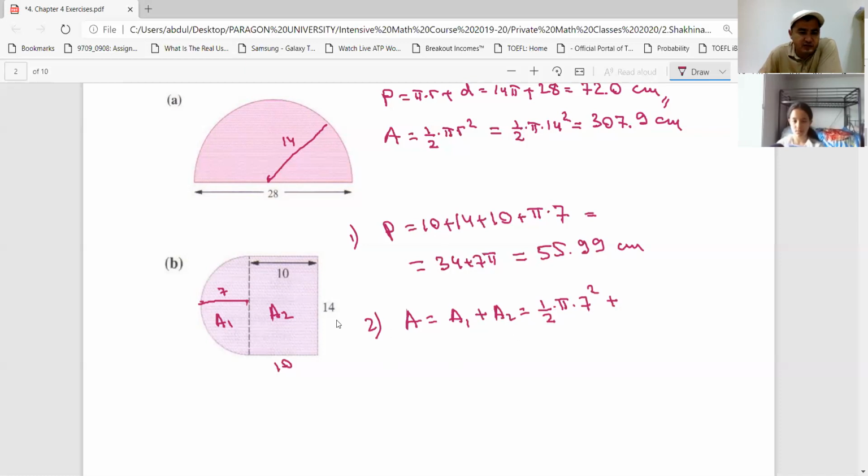Plus, what is A sub 2? Just the rectangle, 10 times 14, length times width. So now you can evaluate this. 0.5 times pi times 7 squared, that is 49, plus 14 times 10, 140. That's equal to, in 2 decimal places, 216.97 square centimeters. Okay. So you will do the next question now, Shahina.